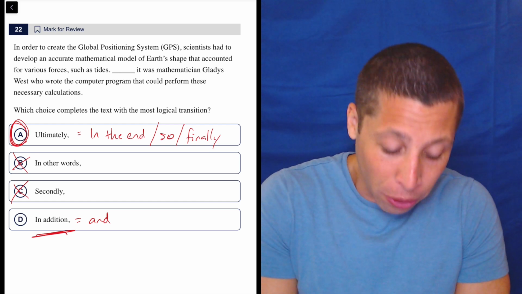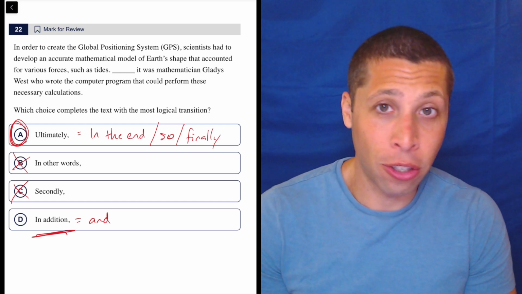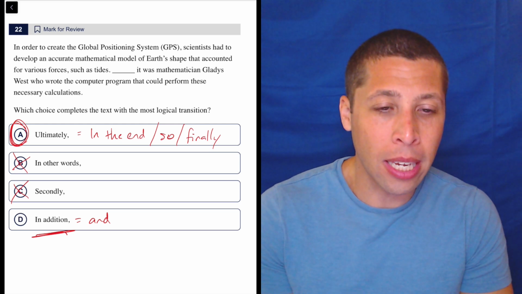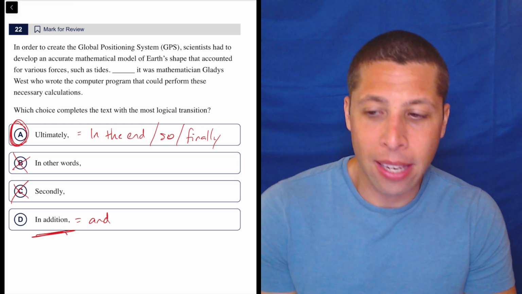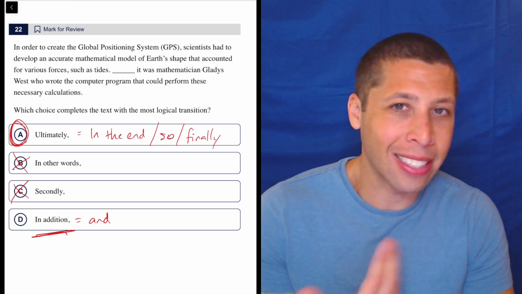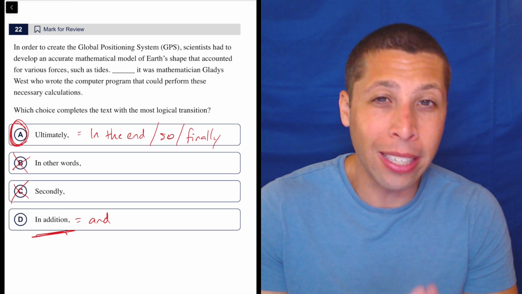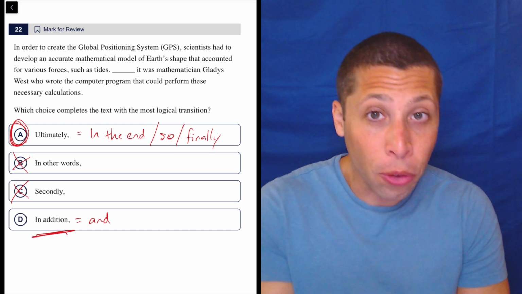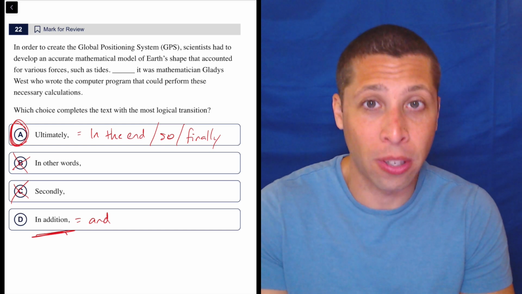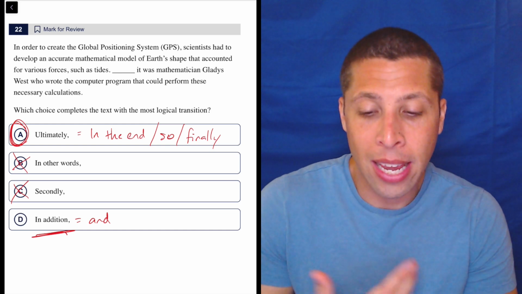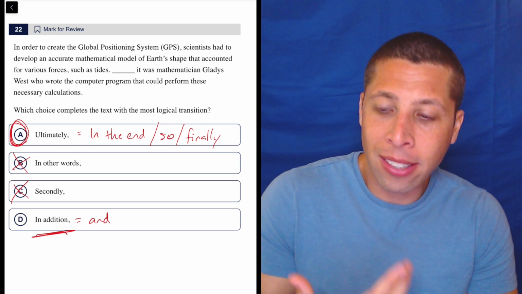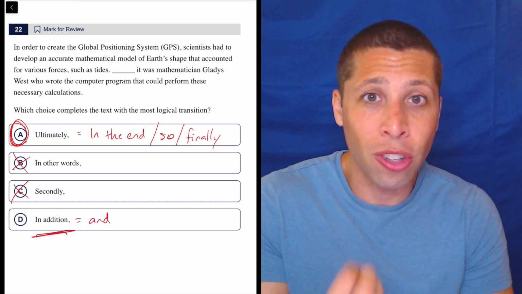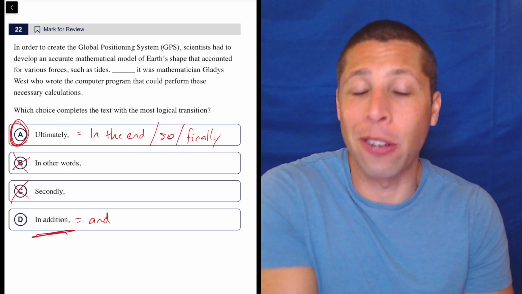But if we're looking for a reason, it's like, in addition to what, right? It's not like the first sentence was really giving us a step one, step two situation. It's not really giving us a first thing. It's kind of setting the goal, and ultimately Gladys West was the person who accomplished that goal. That's the way I think of it. In addition, it's not a new thing that they needed to do. It's the same thing that they needed to do. We're just describing it in a new way.